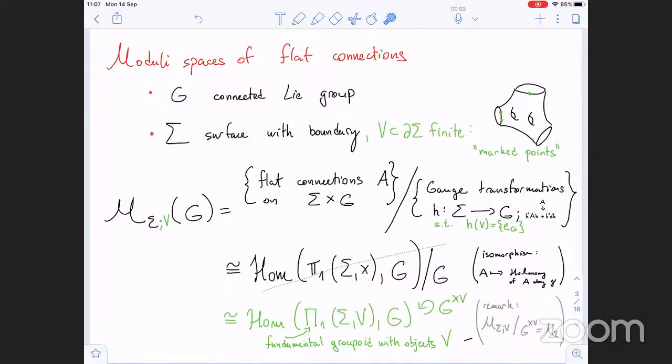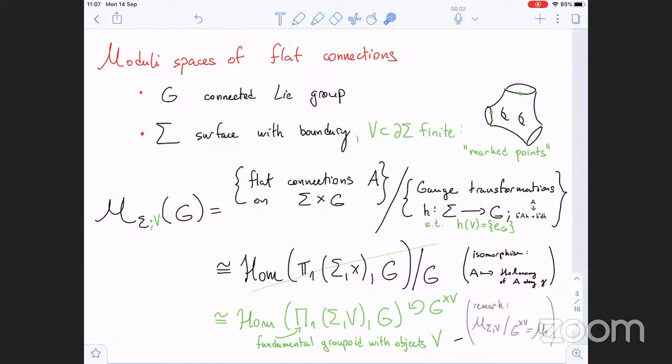And why do people use this space? It's because now it's really a manifold. It's isomorphic to a product of the groups, and it's nicer to work with. And at the end, you can quotient and go back to the usual case. So let me give you an example.